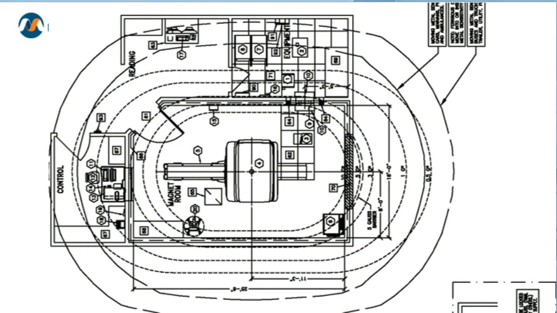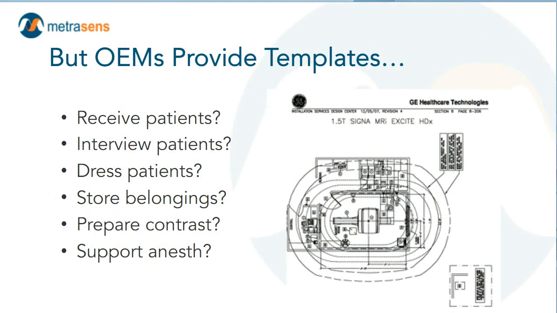I've seen them across the hall, but not right outside the door. So is this everything we need? Okay, where do we receive patients? Where do we check them in? Where do we collect their insurance information? Verify their pre-authorization? Where do we do the interview of the patients? Check them for clinical contraindications.